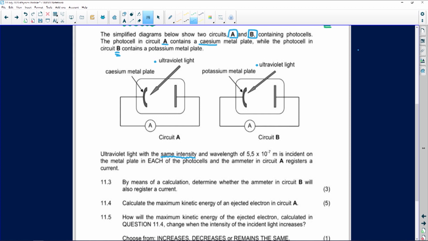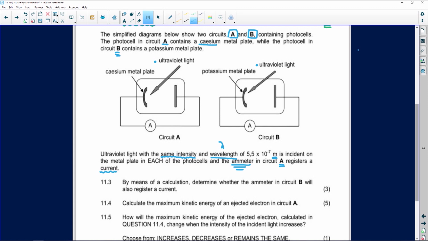So now it says the ultraviolet light with the same intensity. Remember, intensity just means more electrons will be emitted with the same amount of kinetic energy. So the same intensity and wavelength, when we talk about wavelength, we talk about lambda. We find lambda from our frequency. So both of them have a wavelength of 5.5 times 10 to the 7 meters. It is in the correct SI unit. Is incident on the metal plate in each of the photocells, and the ammeter. Now they are bringing in a little bit of electricity. Remember, an ammeter, learning from electricity, measures current. So an ammeter in circuit A registers a current.